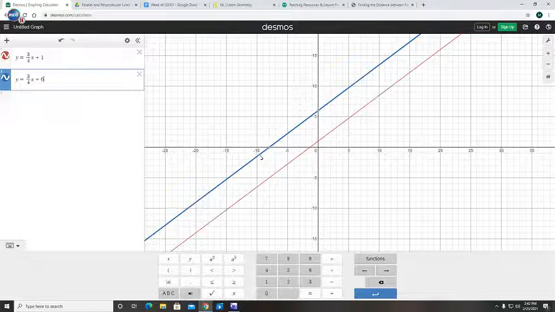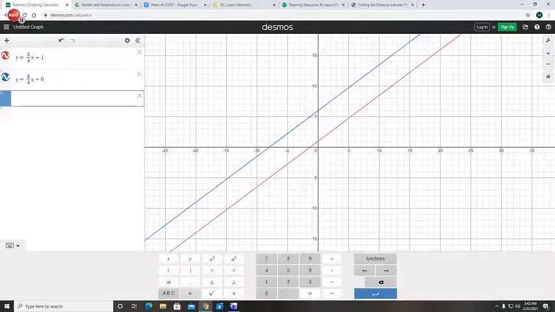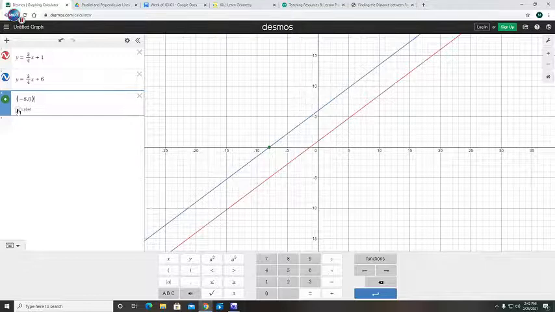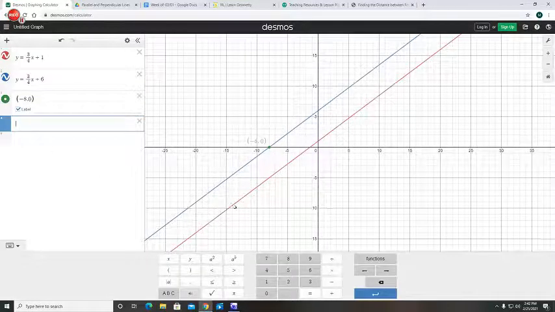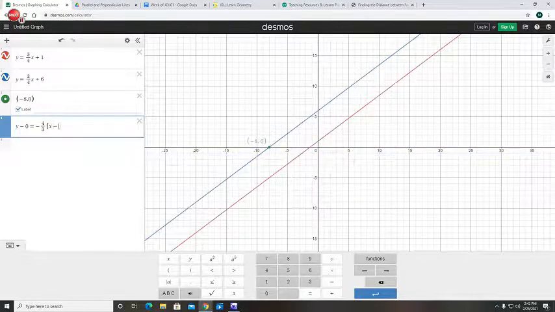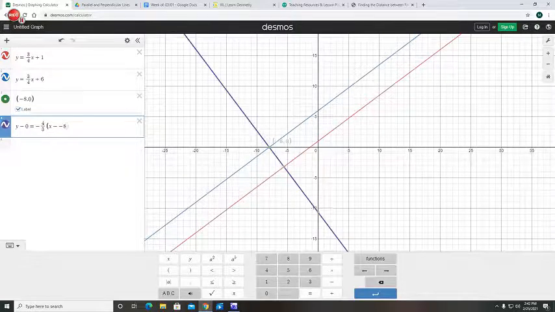I'm going to pick a point. How about that? -8, 0. And now I need to come up with the equation of the line perpendicular to these using point-slope form. So y minus y1 equals m. If my slope is 3/4, I want the opposite reciprocal of that. So I want -4/3. See, I flipped it and changed the sign. Times x minus x1, -8. There it is.